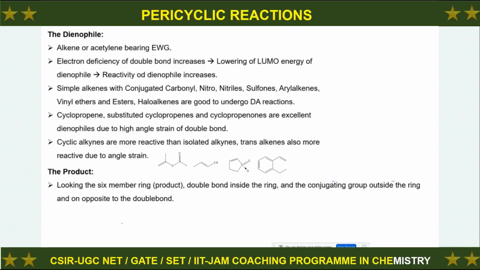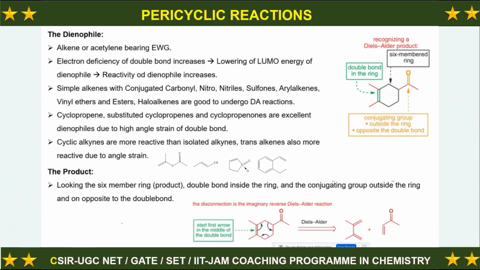Okay, then the product. So first the diene, the dienophile, now the product. Now look at the 6-member ring product. The double bond is inside the ring, and the conjugated group is outside the ring and opposite to the double bond. So this is a typical Diels-Alder product. This is the newly formed double bond and this is the newly formed single bond from a Diels-Alder.